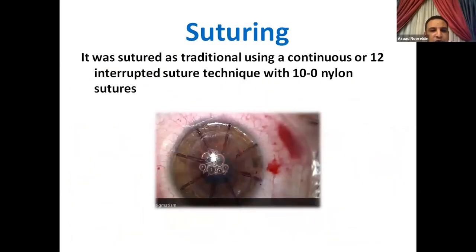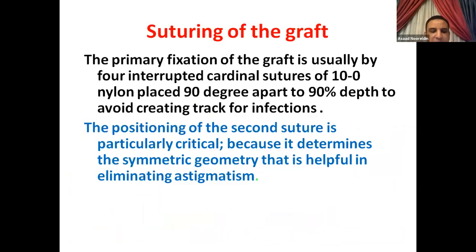techniques was done. Suturing is traditional, maybe with 12 interrupted sutures, biting 10-0 nylon suture, or continuous or interrupted suture as usual. The primary fixation of the graft is usually done by 4 interrupted cardinal sutures placed 90 degrees apart, in 90 percent depth, not full thickness, to avoid creation of a track for infections. The position of the second suture, as Prof. Dr. Mahmoud Ismail said, is very, very important at 6 o'clock, because it determines the symmetric geometry that is helpful in eliminating the astigmatism.